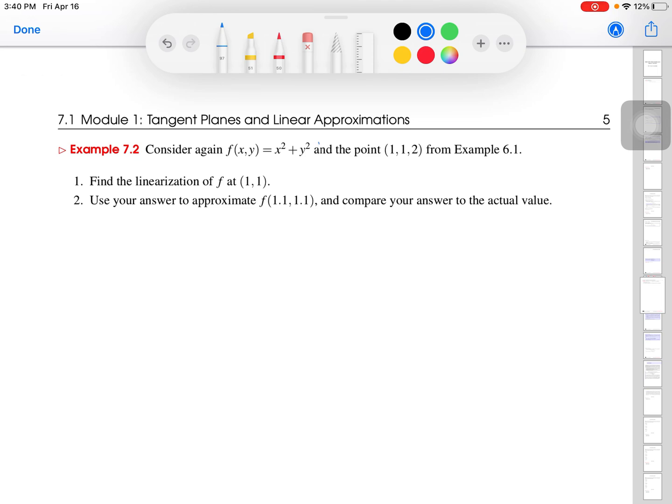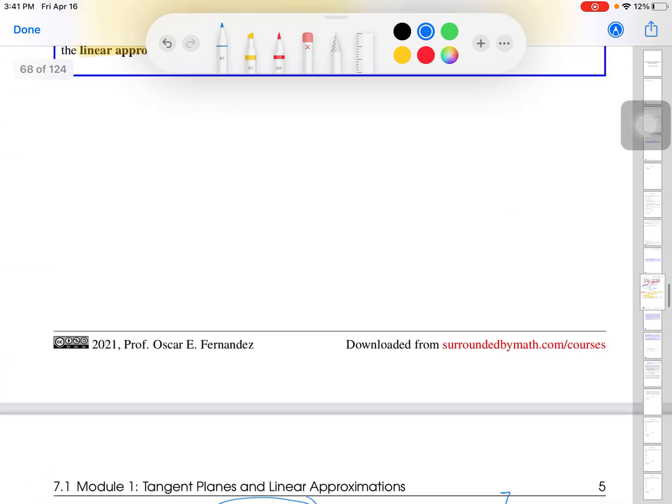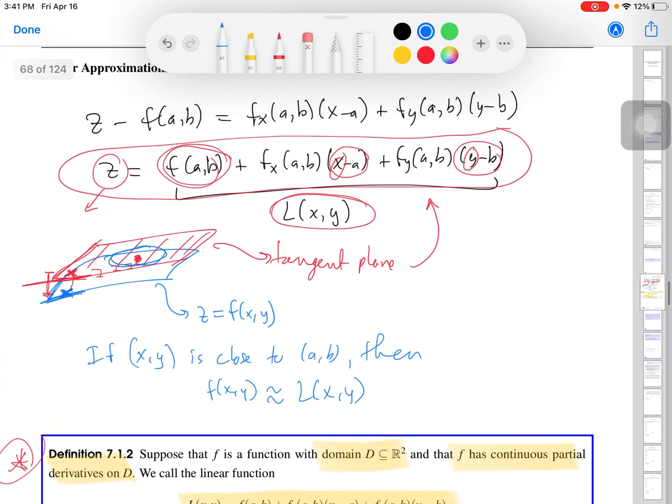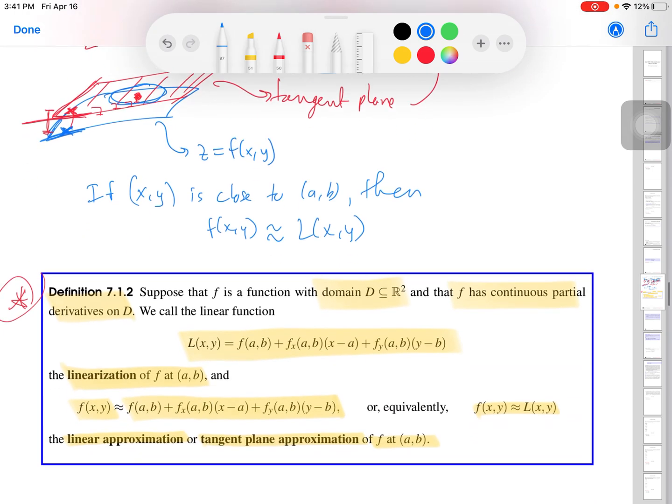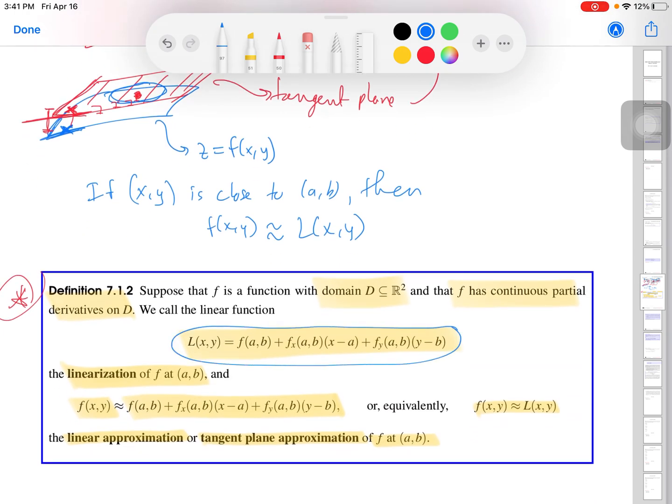So consider again the same function from the previous example at the same points, and that should be example 7.1. So I'll fix that. And then number 1, find the linearization of f at (1, 1). Okay, great. So the linearization, remember, is just, if I scroll up here, like if you were to solve for z in the equation of the tangent plane, right? If you just solve for z, all this thing that you get on the right-hand side is the linearization, right? So that's how we define the linearization.